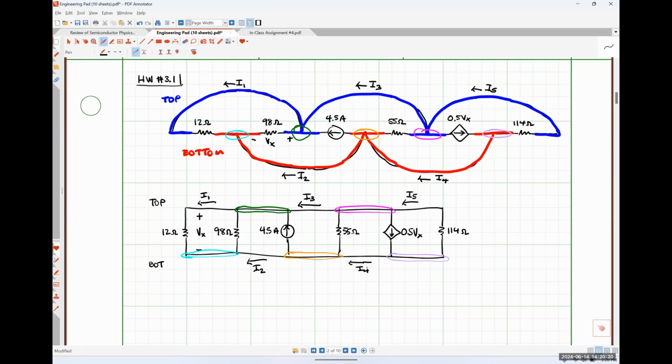Does anybody have any questions about how I redrew this circuit before we move along to the analysis? No, sir. Alrighty.